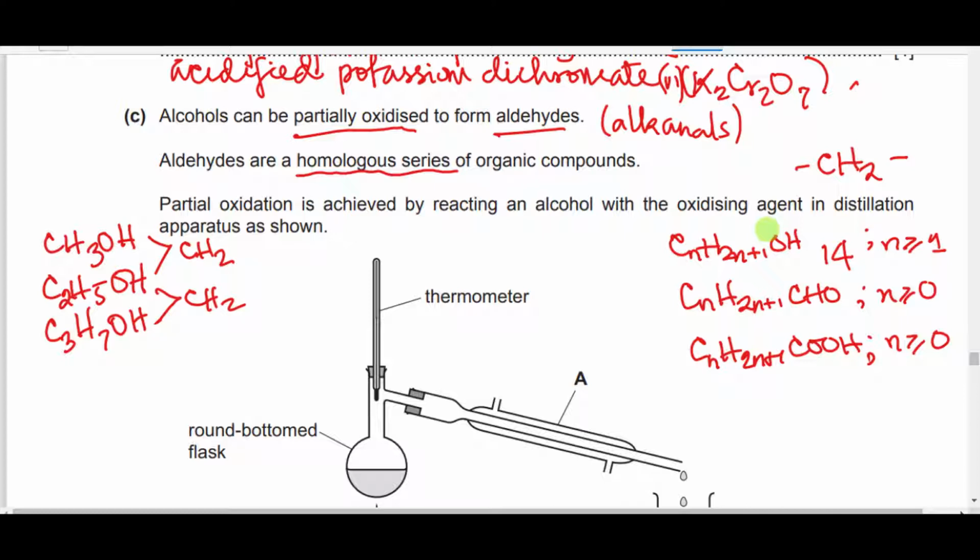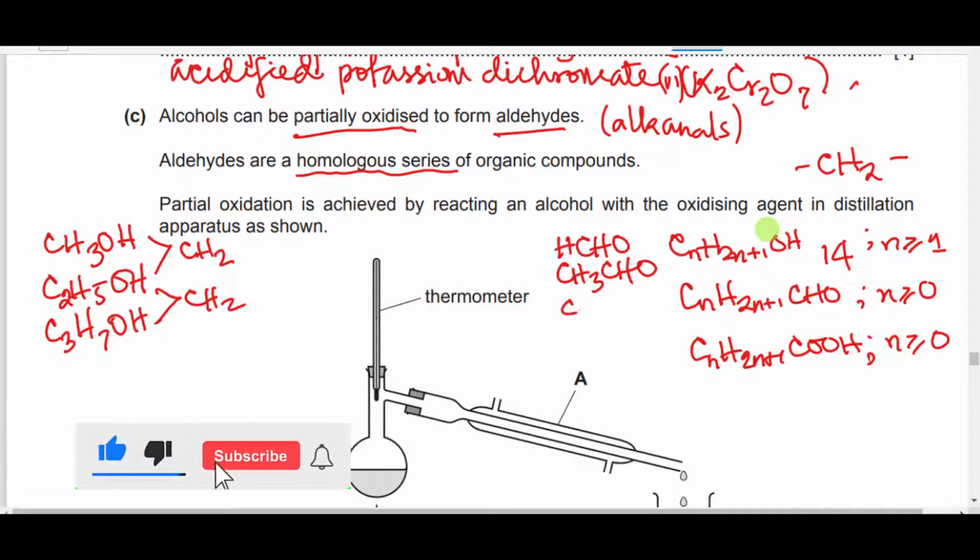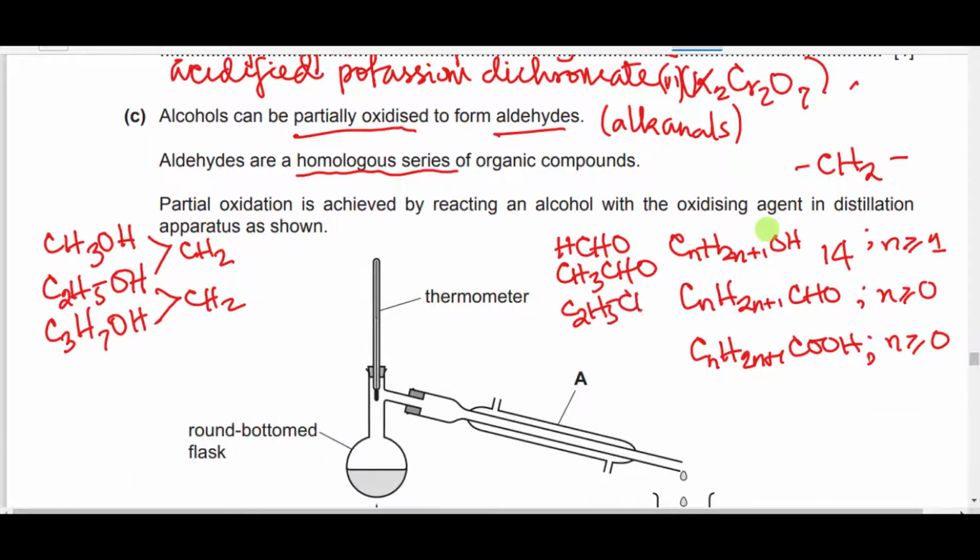So for the alkanal, when n is 0, the first member will be HCHO, right? While the second member will be CH3CHO, that's ethanal. While the third member will be C2H5CHO, that's propanal. And you can see the difference between this and this is CH2. Fine. So that shows that these are homologous series. That is a major feature of homologous series, right? Other features are also there, but we will not dwell much on it.